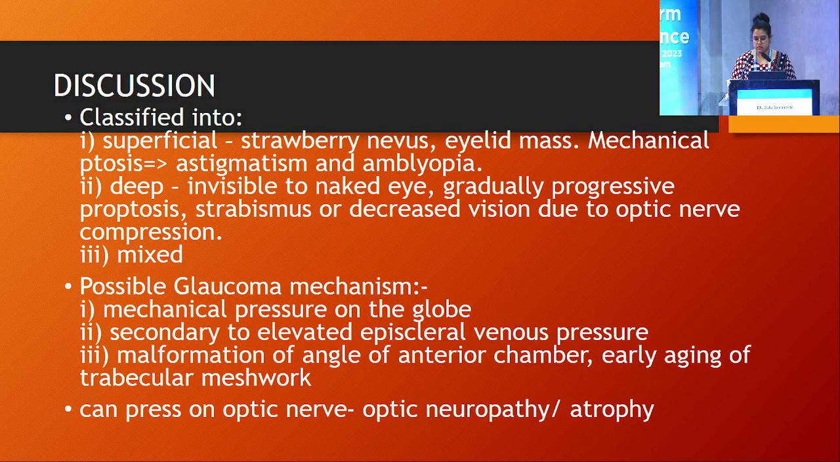Now, capillary hemangioma can be divided into superficial, deep, and mixed lesions, in which the superficial is the visible mass producing astigmatism and amblyopia because of the pressure. The deep lesion usually produces strabismus or decreased vision due to pressure on the optic nerve, and it can be mixed type. The possible mechanisms of glaucoma in this case could be mechanical pressure on the globe, elevated episcleral venous pressure, or malformation of the anterior chamber angle. And there can be pressure on the optic nerve, which can lead to optic atrophy.